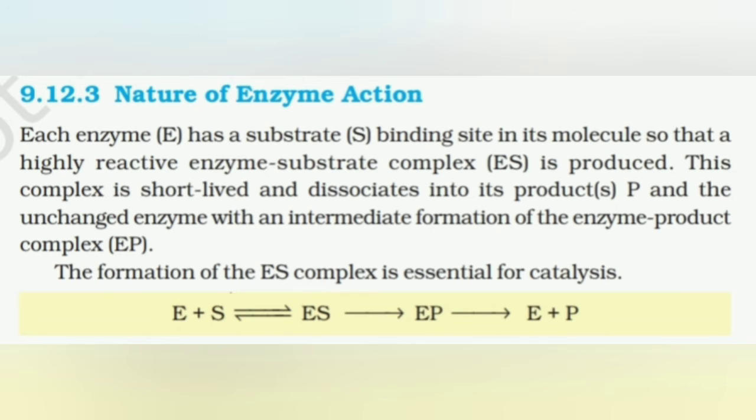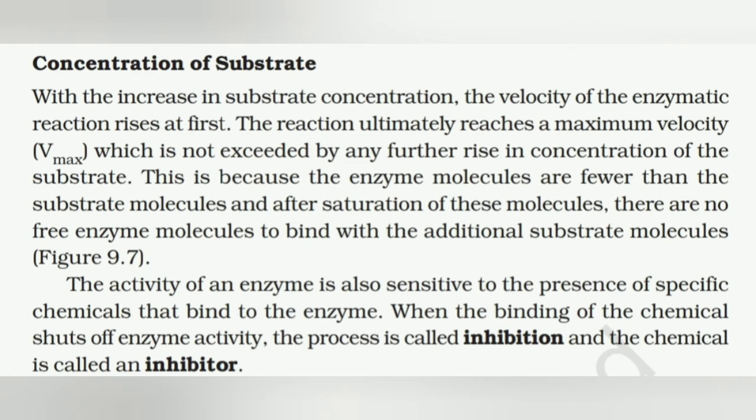Each enzyme E has a substrate S binding site in its molecule, so that a highly reactive enzyme substrate complex ES is produced. This complex is short-lived and dissociates into its products P and unchanged enzyme with an intermediate formation of enzyme product complex. The formation of ES complex is essential for catalysis. E plus S reversibly forms ES, which forms E plus P.